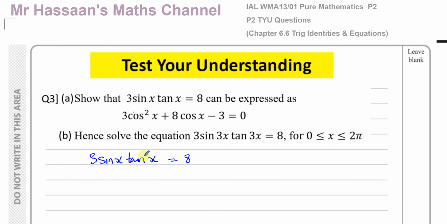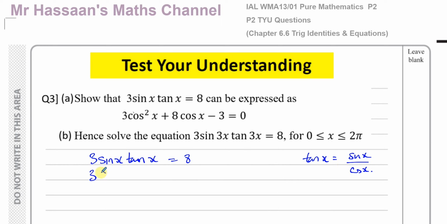If we look at this expression, there's not really much we can do apart from thinking of the identity that the tangent of an angle is equal to the sine of the same angle divided by the cosine of the same angle. So what we can do here is replace the tan x with sine x over cosine x. That will help in this particular question, and that might be a way for us to continue.